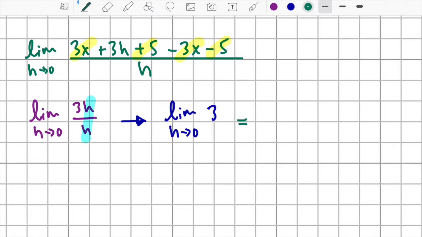And if you remember correctly, the limit of a constant, because 3 is a constant, there's no h. I can't plug in that 0 anymore. The limit of a constant is the constant itself. So the limit as h approaches 0 of 3 is equal to 3.